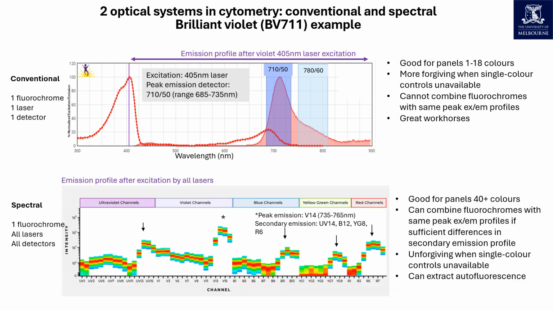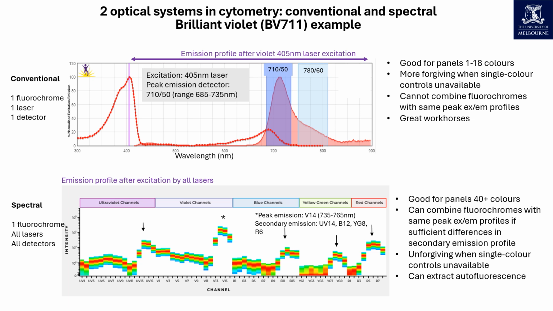In contrast, in spectral cytometers, emissions are measured after passing every laser, resulting in a spectral trace of different intensities across all laser detectors. So while BV711 is still excited most efficiently and emits most intensely after violet excitation, we can see that there are secondary, albeit lower, emission peaks in all laser detector arrays.